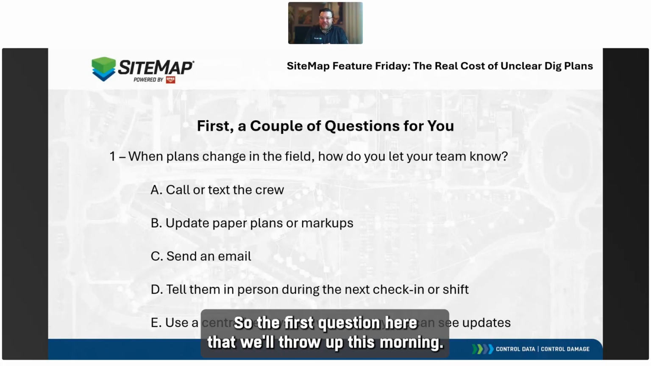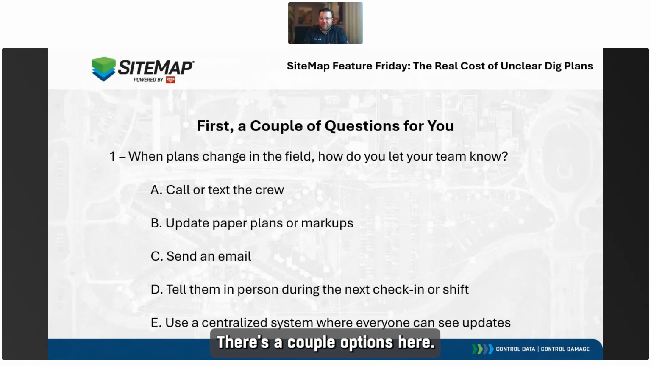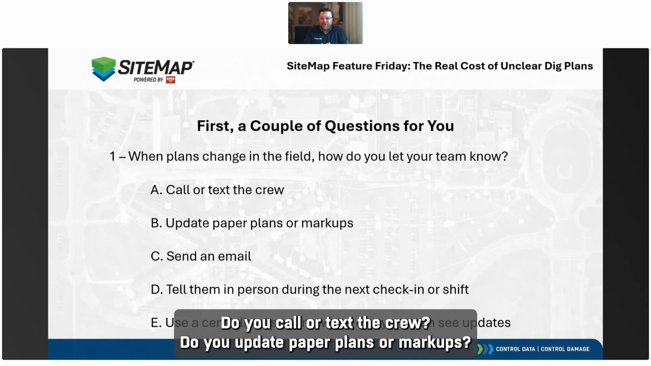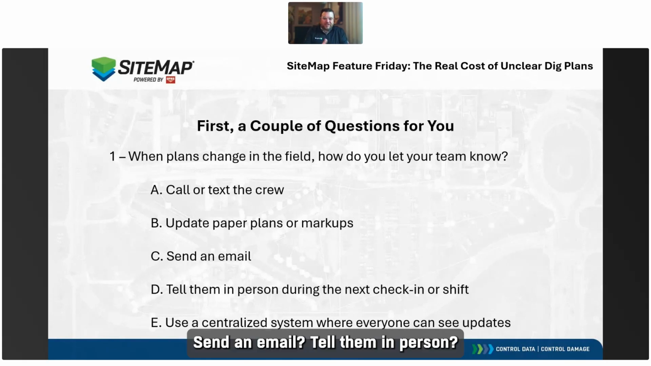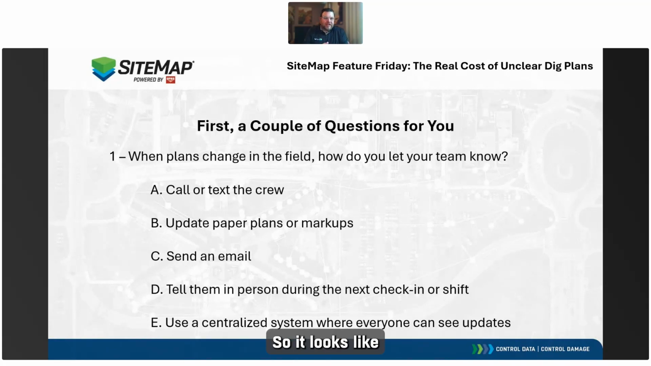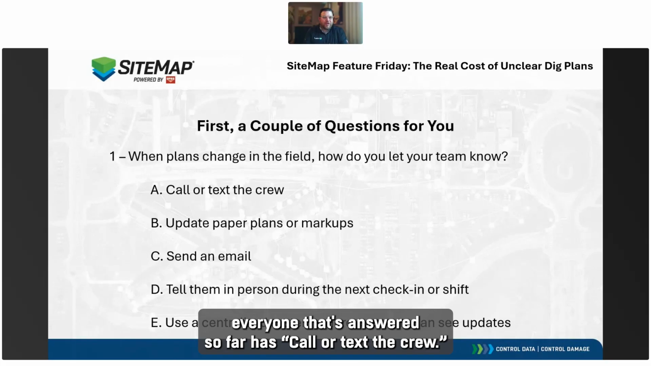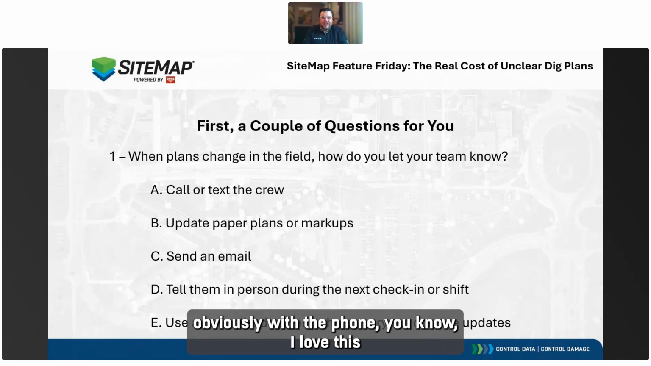The first question this morning: when plans change in the field, how do you let your team know? There's a couple options here. Do you call or text the crew? Do you update paper plans or markups? Send an email, tell them in person? Do you have a centralized system like SiteMap that everyone can see updates? It looks like everyone that's answered so far has call or text the crew. So it's a pretty common way of communicating, obviously with the phone.